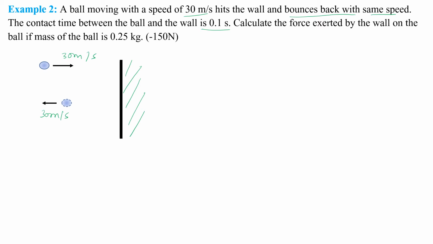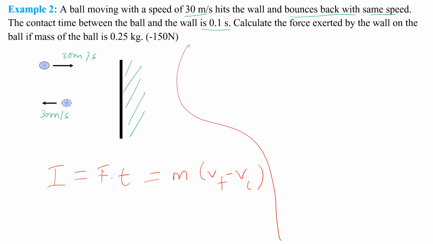In this case, the ball is hitting the wall. We remember that the impulse of a force is given by the force times the time for which the force acts. Again, this is the same as mass times final velocity minus initial velocity, in case there is a change in velocity. In that case, the best formula to use is this one, since there is a change in velocity. We have a mass, so the impulse is equal to the mass, which is 0.25, multiplied by the change in velocity.